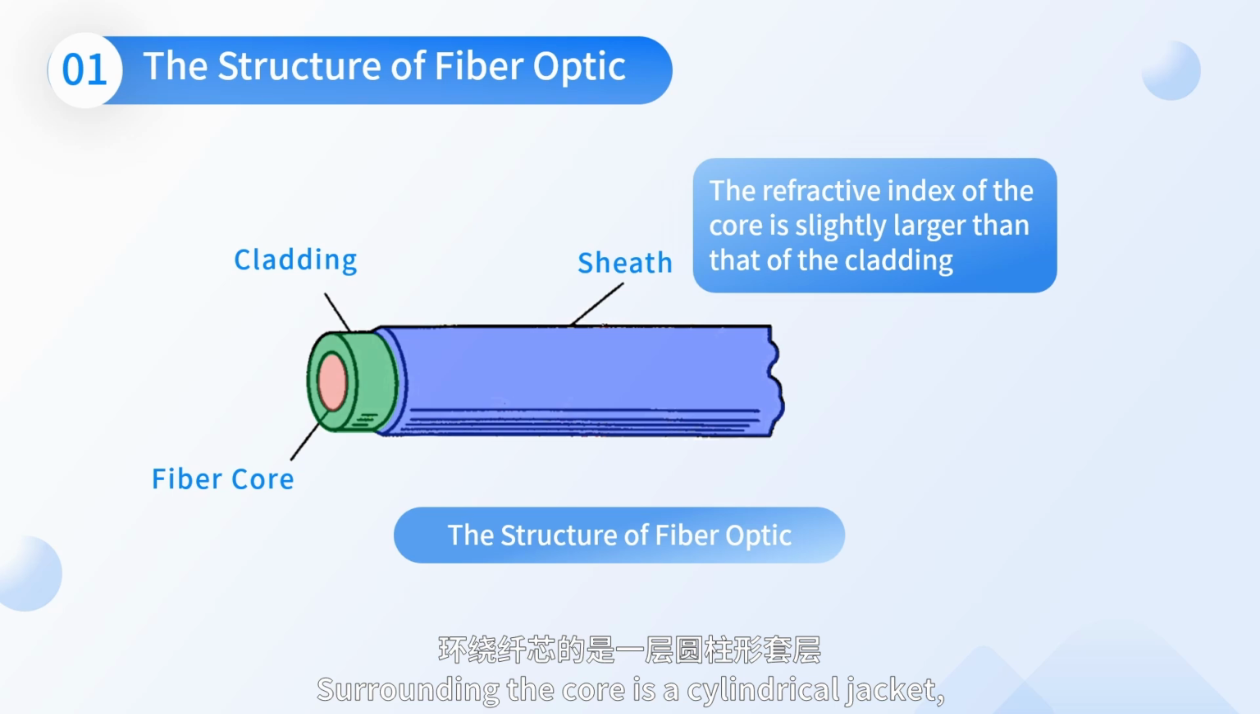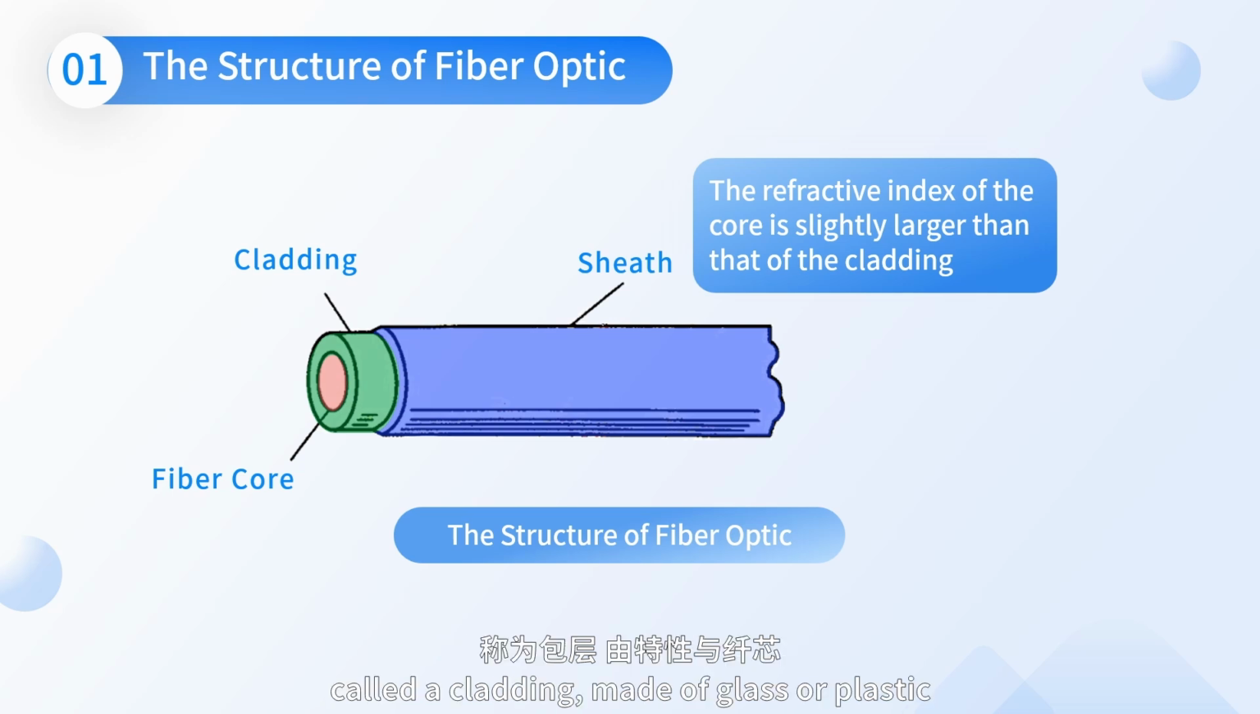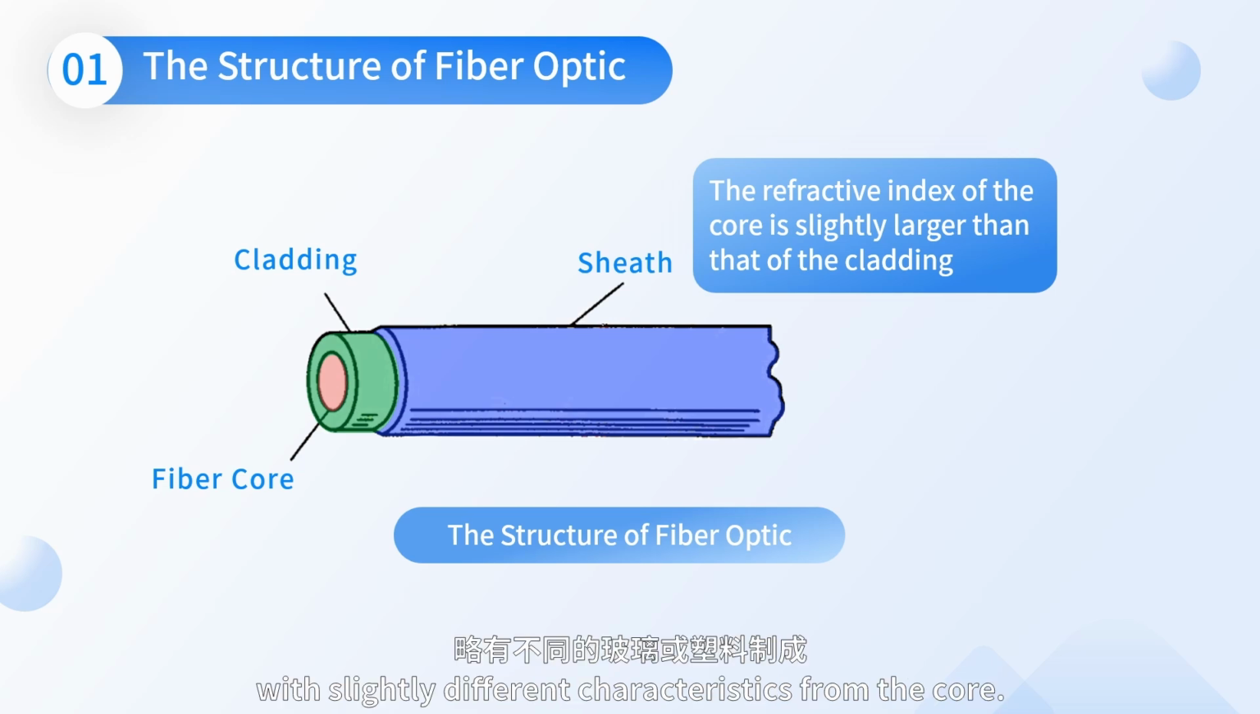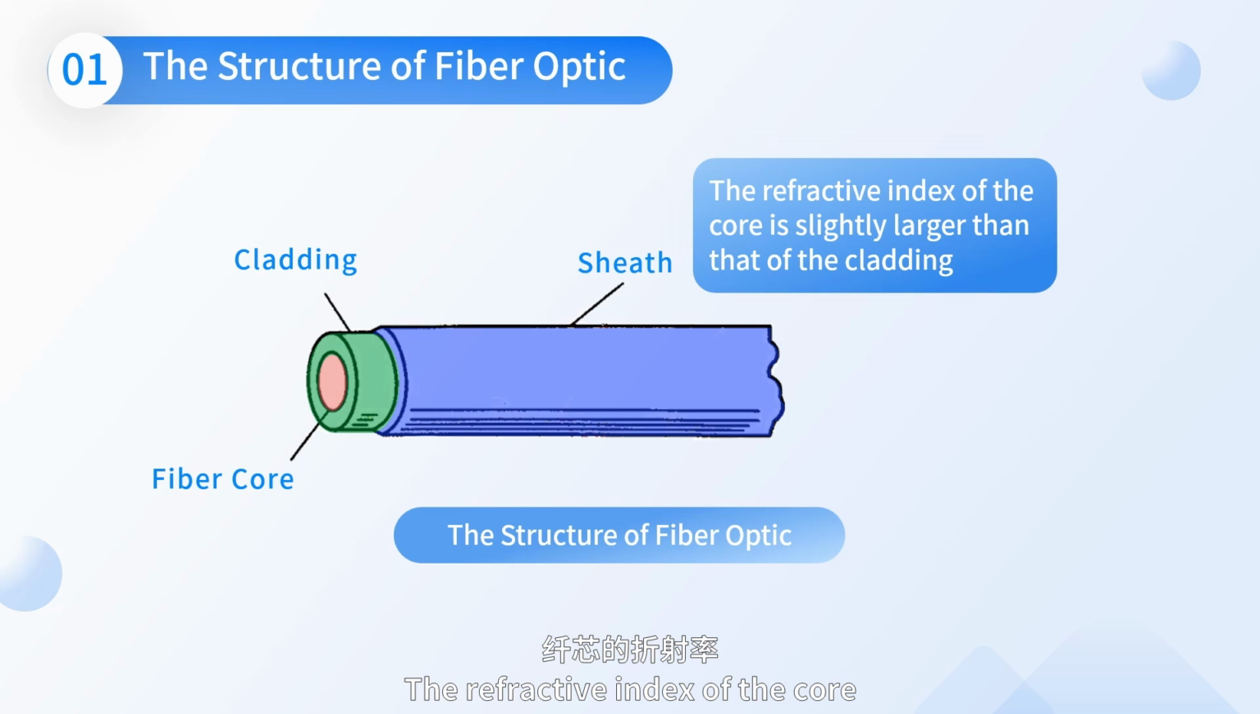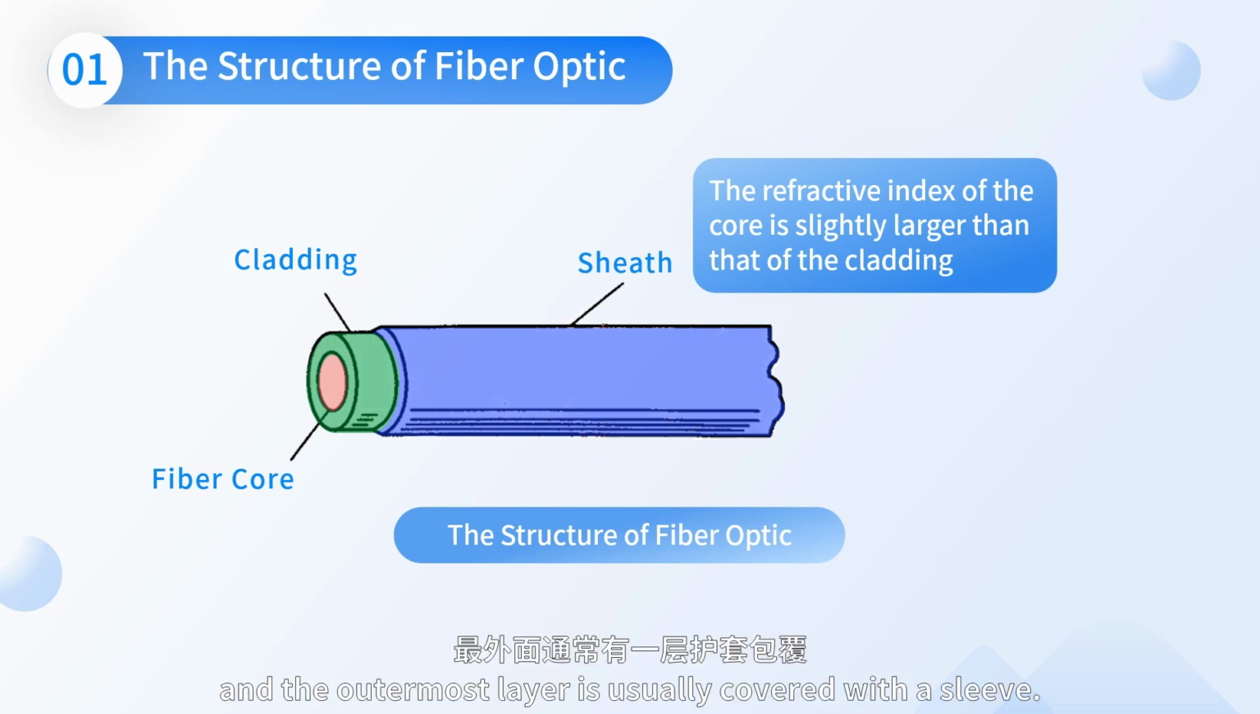Surrounding the core is a cylindrical jacket, called a cladding, made of glass or plastic with slightly different characteristics from the core. The refractive index of the core is slightly larger than that of the cladding, and the outermost layer is usually covered with a sleeve.